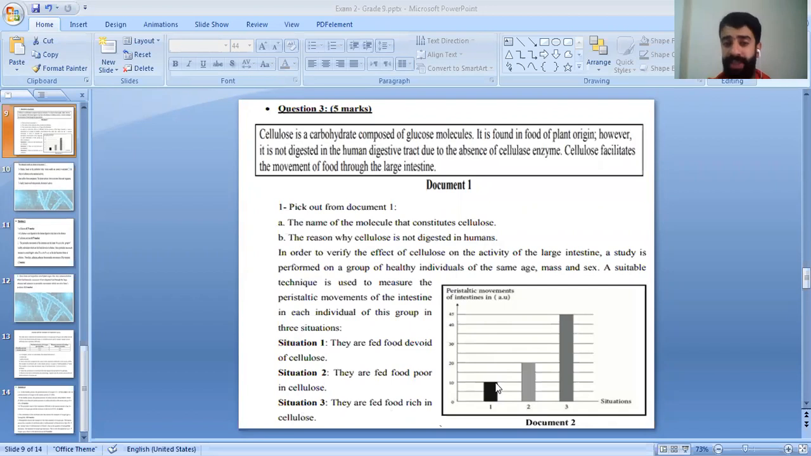In the absence of cellulose, the peristaltic movements of the intestines, in arbitrary units, AU, were about 10 AU. A low amount of cellulose gave 20 AU, while a high level of cellulose gave 45 AU. So the presence of cellulose facilitates the peristaltic movements of the intestines. So cellulose is important for the peristaltic movements of the intestine, as shown in this histogram.